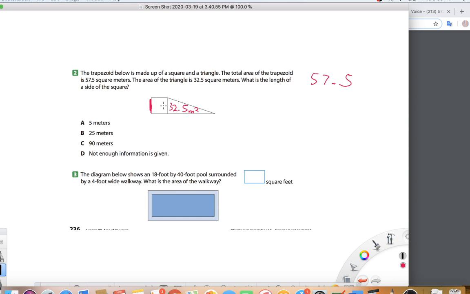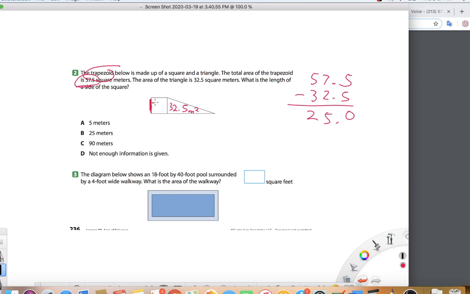Now, we need to find out what the area of this rectangle is first before we find out the sides, because we know that side by side gives us the area for the rectangle. To find that, we take the total area and we subtract the area from the triangle. So 57.5 is the total area of the trapezoid, and we're going to subtract the triangle area from it. When we do this, we get 25.